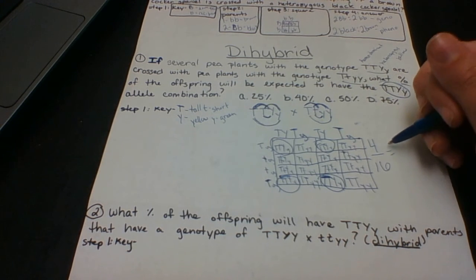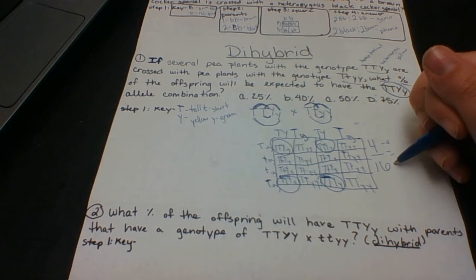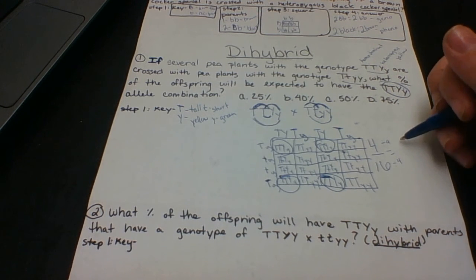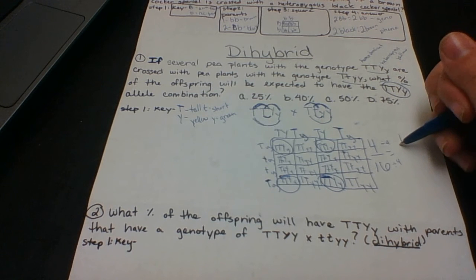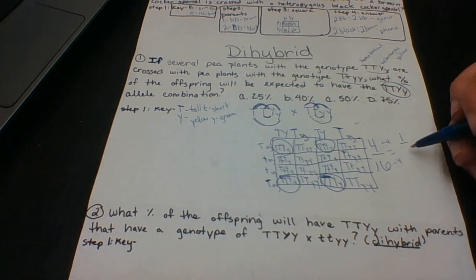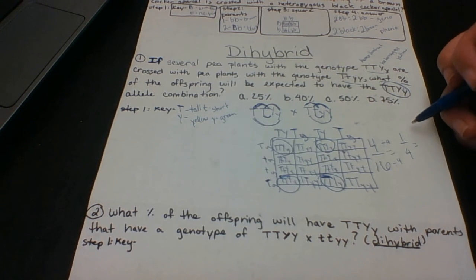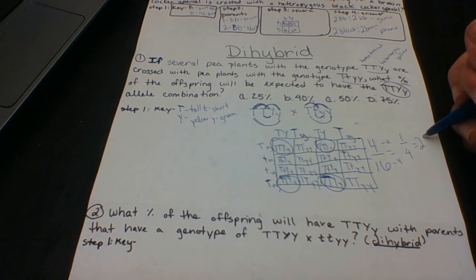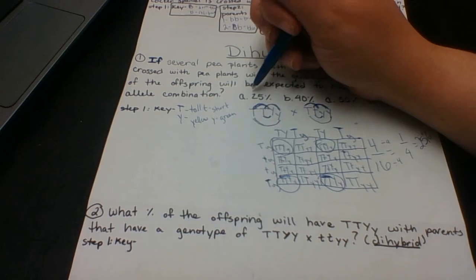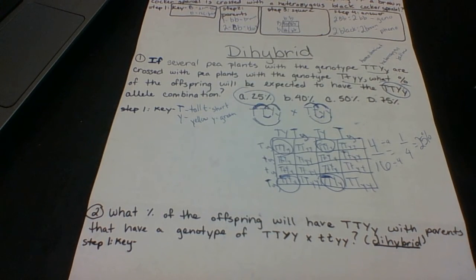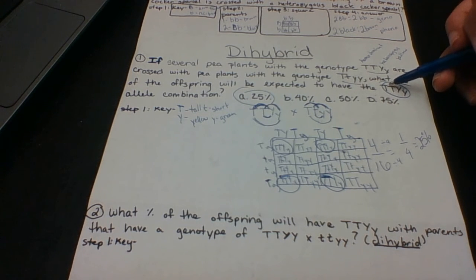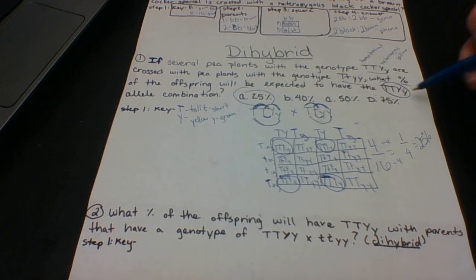So we're going to reduce this. We're going to divide the top and the bottom by 4. 4 divided by 4 is 1. 16 divided by 4 is 4. Percentage-wise, 1/4. If you have 1/4 out of a dollar, you have 25 cents. And the answer would be A, 25%. So 25% have homozygous tall dominant and heterozygous dominant for yellow.